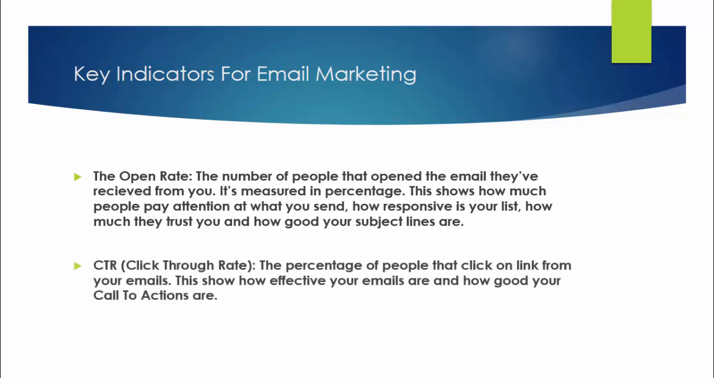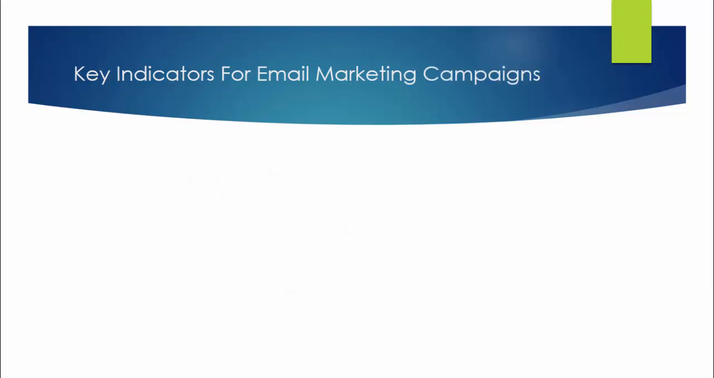Then we have the click-through rate, the CTR. It's basically the percentage of people that click on a link from your emails. This shows how effective your emails are and how good your call to actions are in your emails, okay? Because the ultimate goal that you have is sending people from your emails to a sales page, okay? That's the ultimate goal, and the click-through rate shows you how many people from those who received your emails or opened your emails end up clicking on a link and going to an actual sales page.